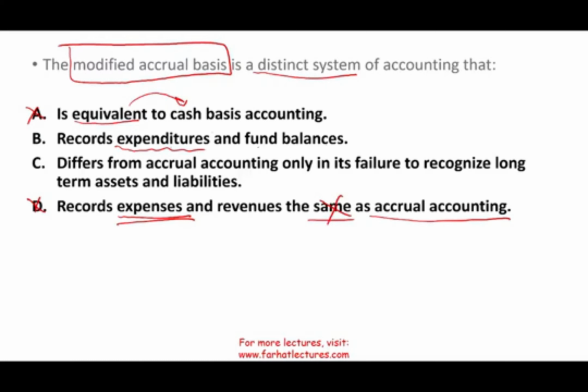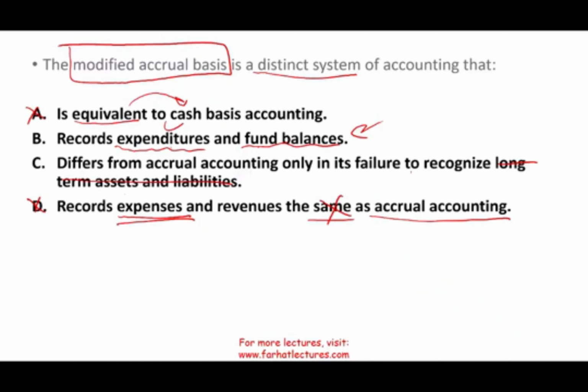Record expenditure and fund balances. Yes, we do record expenditure and we do have fund balances. So this looks like a good candidate, but let's take a look at C. It differs from accrual accounting only in its failure to recognize long-term assets and liabilities. It does differ from accrual accounting in that it does not recognize long-term assets and long-term liabilities. So C is a partially correct statement, however, it's not fully correct.